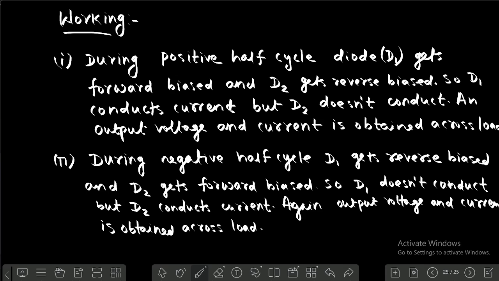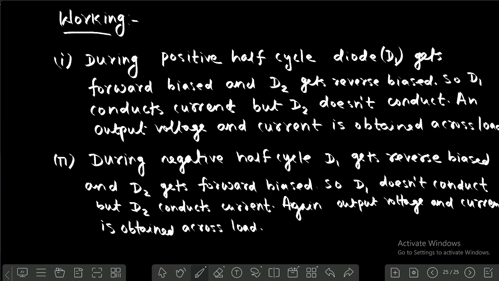So in this way, what is happening for both the positive half cycle and the negative half cycle? Output is obtained. Remember these two points for the working of a full wave rectifier. First condition: D1 is forward biased and conducts current, but D2 does not conduct. Due to D1, output is obtained. For the negative half cycle, D1 is reverse biased and does not conduct. D2 is forward biased and conducts. Due to that, output is obtained. That's the idea to remember. So output is obtained during both positive and negative half cycles.